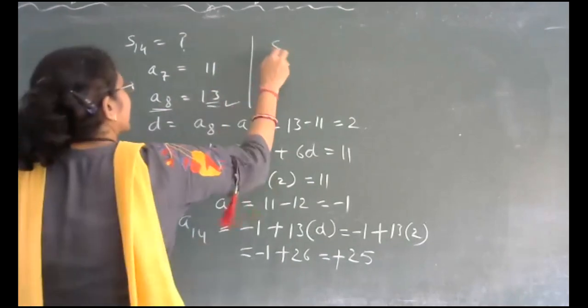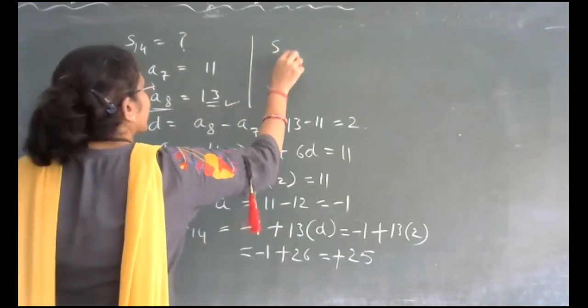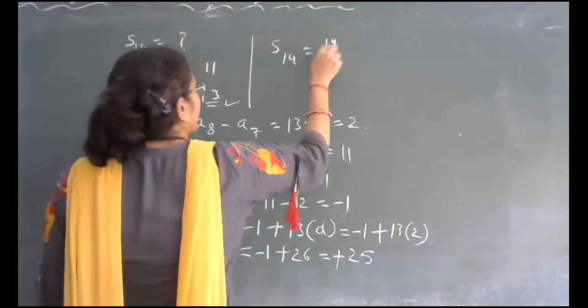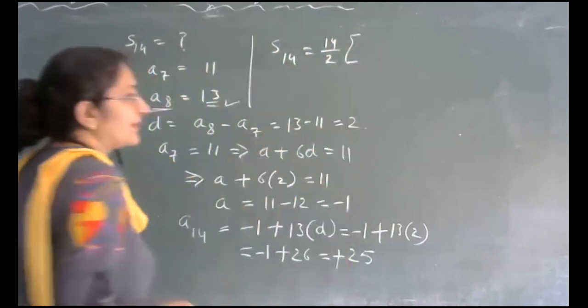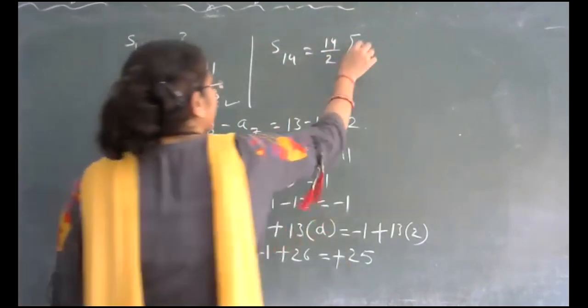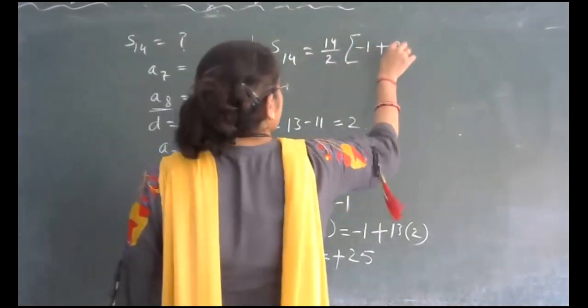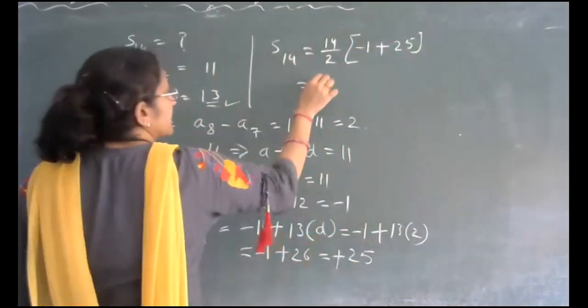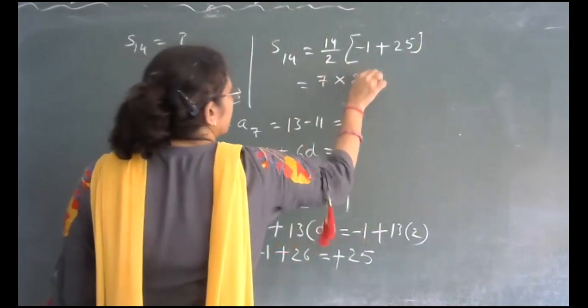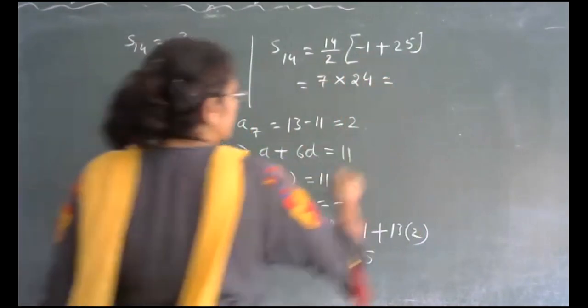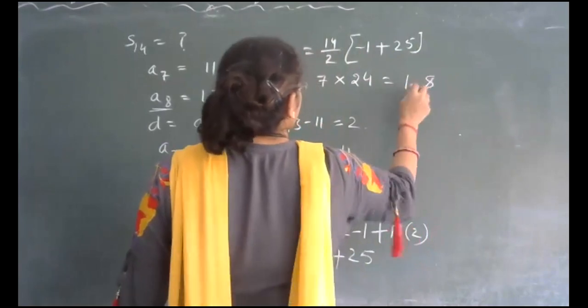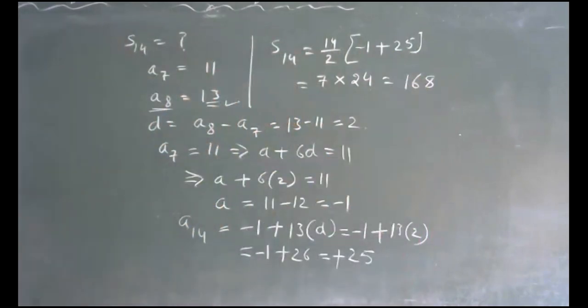Now you have to find S14, the sum of 14 terms. That will be 14 over 2 into A plus L. First term is minus 1 and last term is 25. So 7 into 24, so it is 168. Next question.